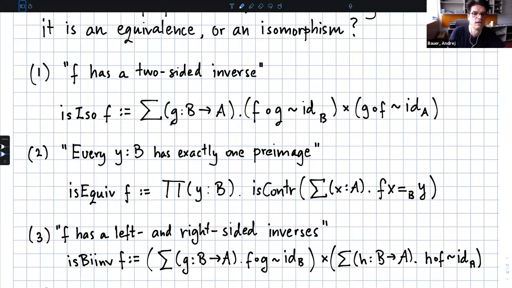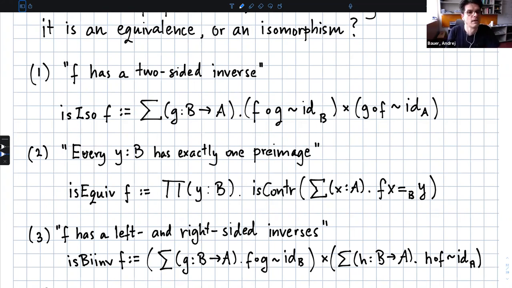So you would say that you have a map G such that when you compose one way, you get the identity, and when you compose the other way, you get the identity. So that just means F is an isomorphism and G will be its inverse. And of course, now you should be asking, is this a property or a structure? That's a very good question. So then there's another one.